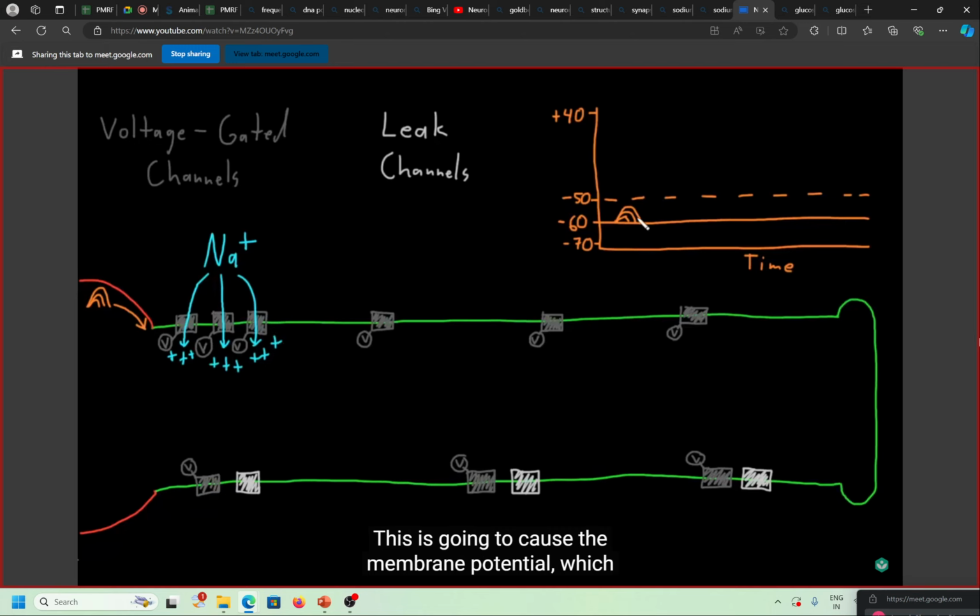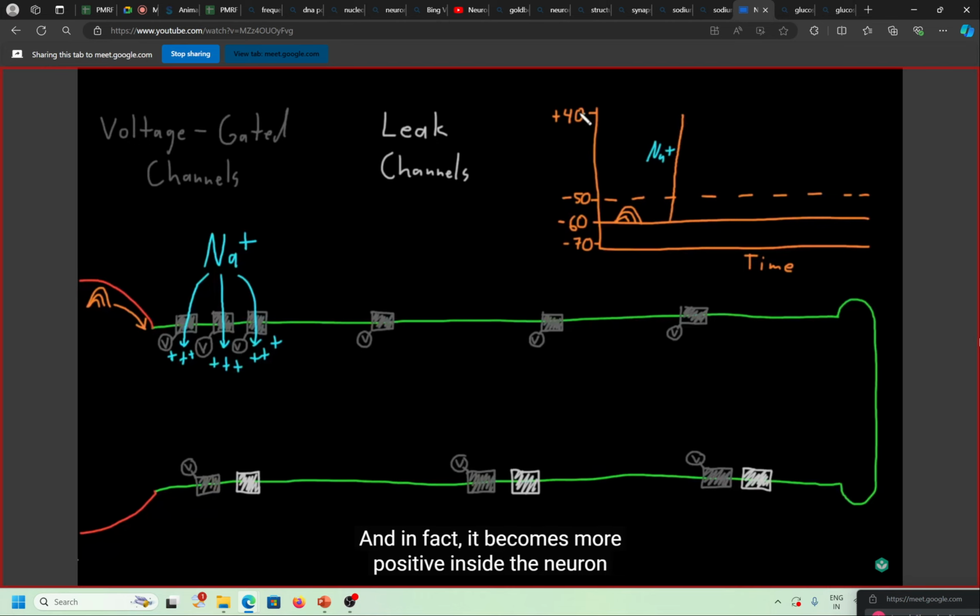This is going to cause the membrane potential, which has already gone from the resting potential to the threshold potential from the graded potentials, to change further. But now that all this sodium is flowing in through these open channels, the membrane potential is going to dramatically rise, trying to head toward the equilibrium potential of sodium, which is usually somewhere around positive 50 millivolts. This rapid increase in the membrane potential values is due to these voltage-gated sodium channels. And this is called the rising phase of the action potential.